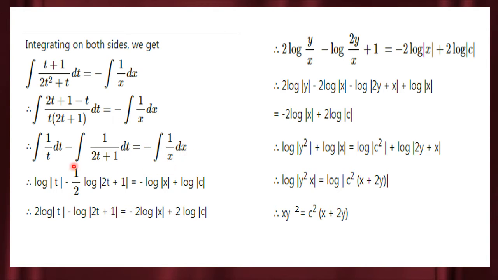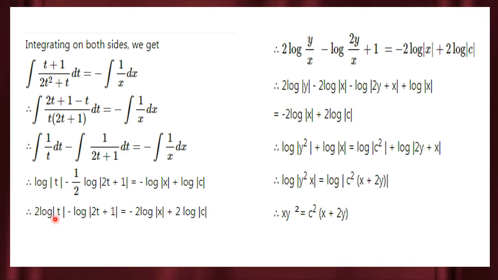Now the first integral is log modulus of t minus integral of 1 upon ax plus b form, this is. So log modulus of 2t plus 1 divided by 2, because coefficient of t is 2 here, is equal to minus log modulus of x plus log modulus of c. Now 2 is there in the denominator, so we will multiply throughout by 2. So we got 2 log modulus of t minus log modulus of 2t plus 1 is equal to minus 2 log modulus of x plus 2 log c.